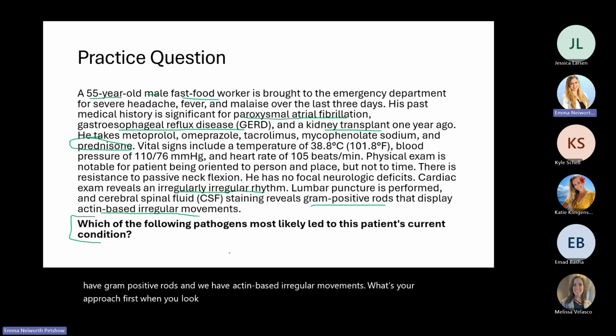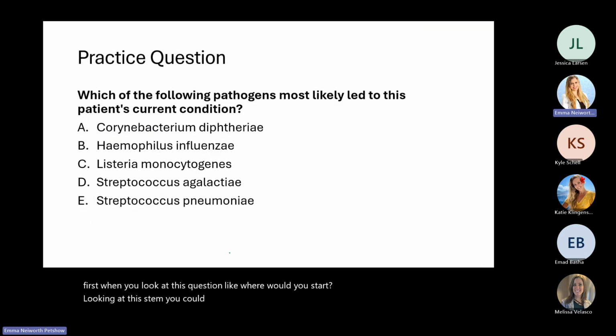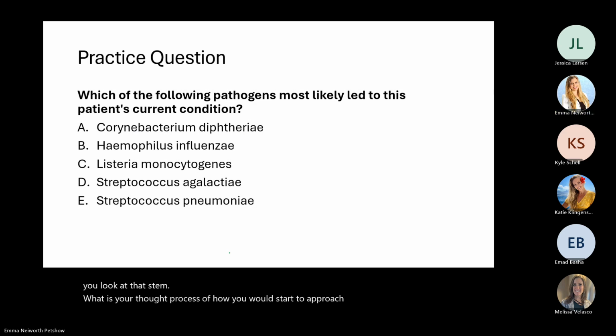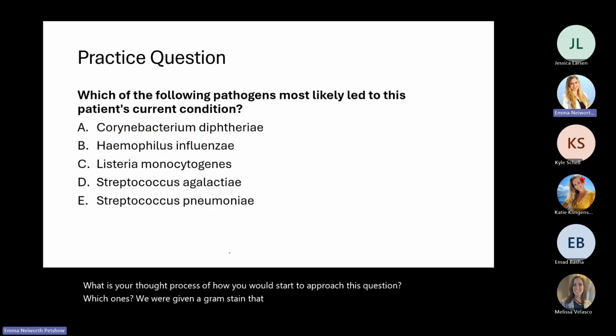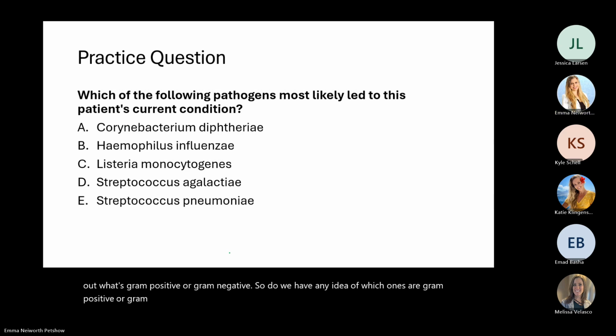Like, where would you start looking at this stem? You could keep the stem up. I'll give you your answer choices. But when you look at that stem, what is your thought process of how you would start to approach this question? We were given a gram stain, which feels like a really good way to try to rule in or out what's gram positive or gram negative. So do we have any idea of which ones are gram positive or gram negative here?